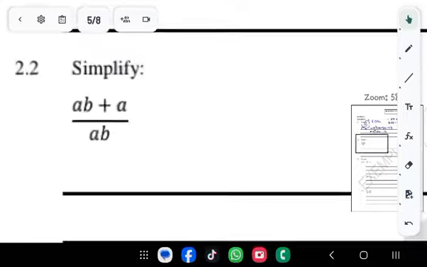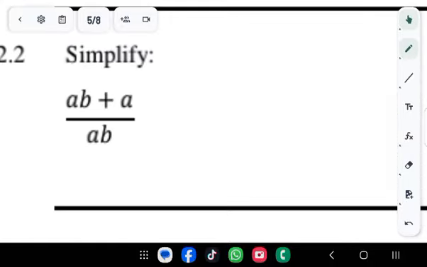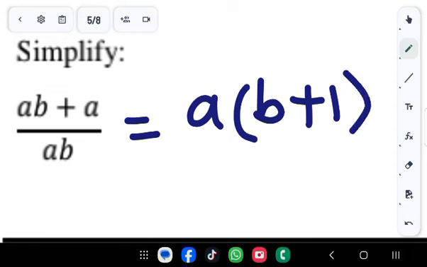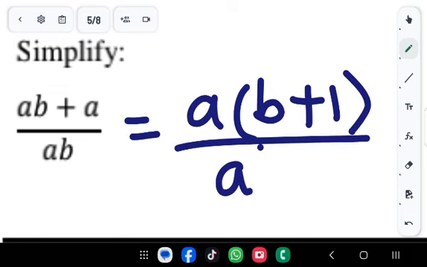Now simplify. That is the question. So what you do here is you factorize. Step number 1. At the top, we've got a common factor. A, B, and A have a common factor, and that common factor is A. So we take it out. That leaves us with B plus 1 all over AB.